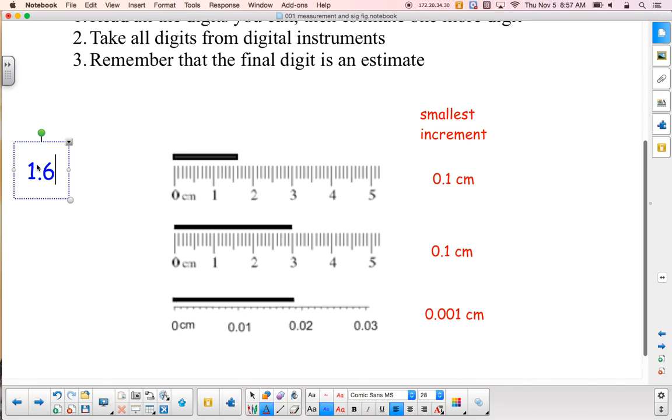Now I need to estimate one more digit. I need to estimate a digit that tells me how close I am to moving toward the 0.7 mark. In this case, I'm barely past the 0.6, so I'm going to estimate that 1. And all good measurements should have units.